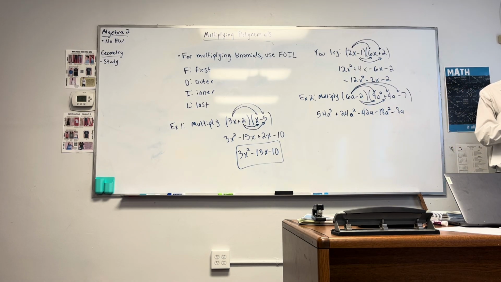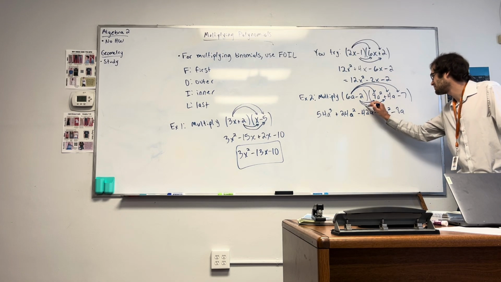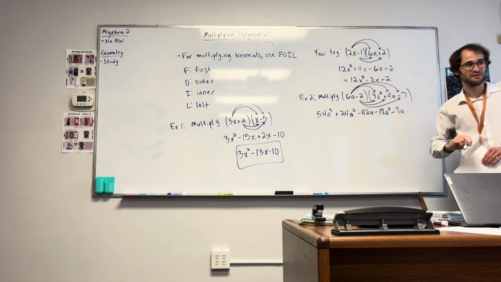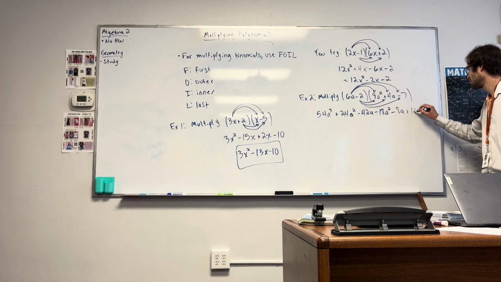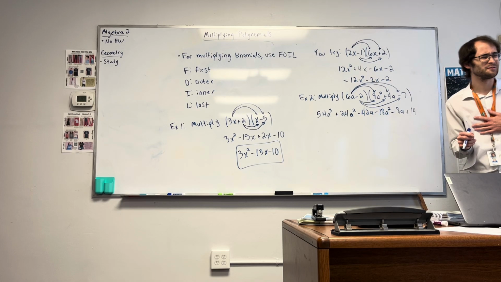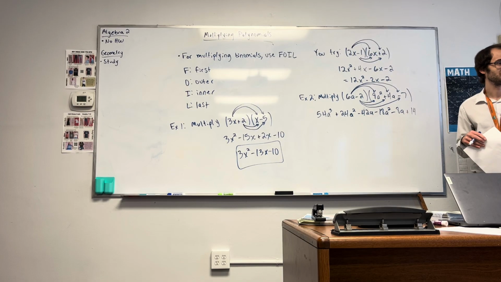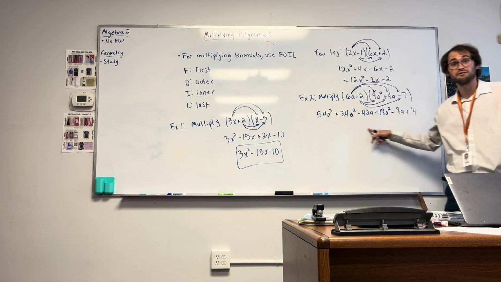And then do watch your signs. Right here you got a negative 2 times a negative 7. What's negative 2 times negative 7? Positive 14. Do I put plus or minus? Plus. All right, we've multiplied everything through.